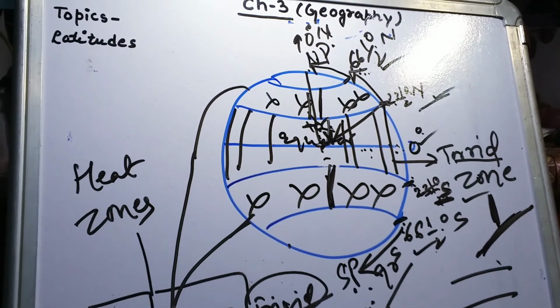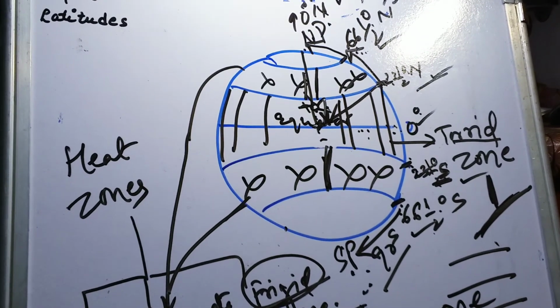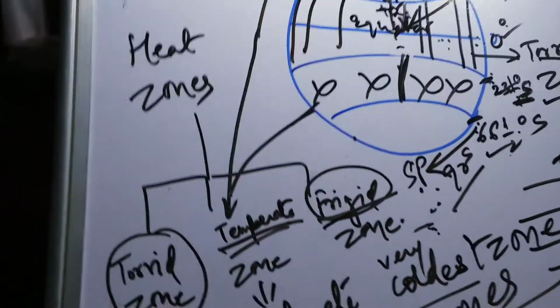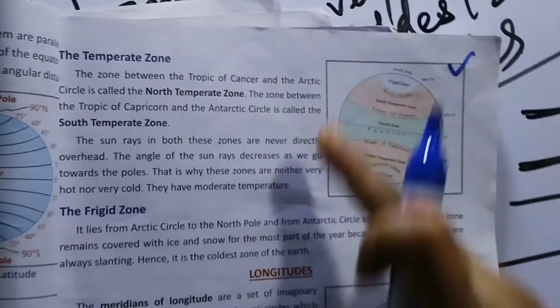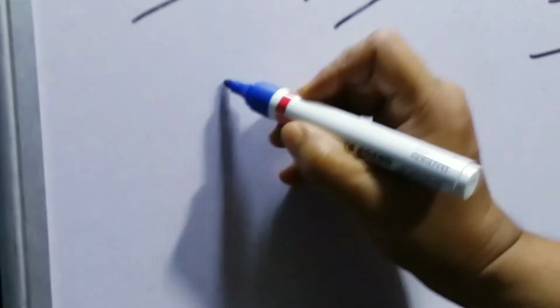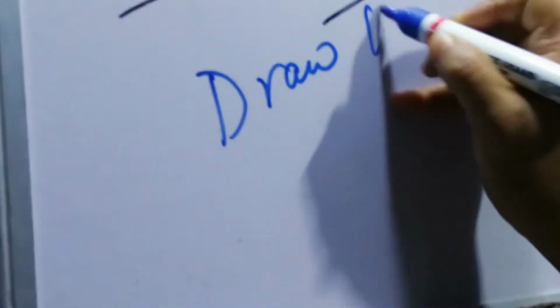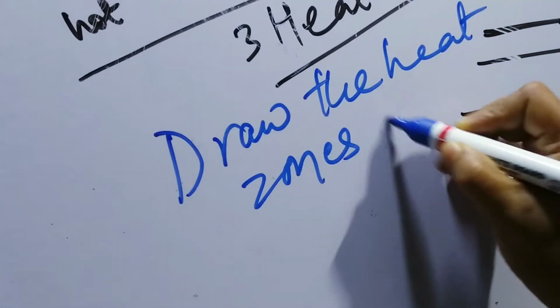So children, your homework is to draw the heat zones given in page number 23. Let me show you here. You will draw this diagram. This is your homework. You will draw the heat zones. And where will you get this? In page number 23. So what is your homework? Draw the heat zones and label it.